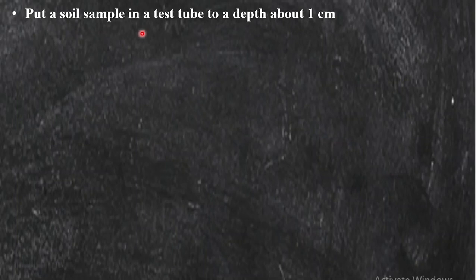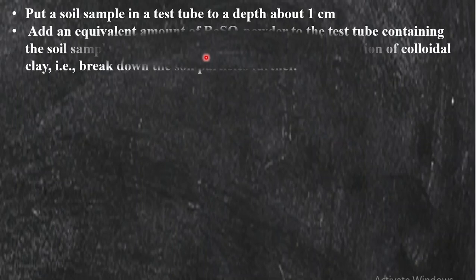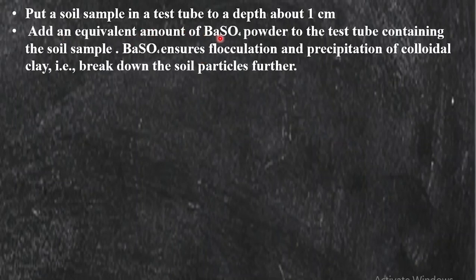So put a soil sample in a test tube to a depth of about 1 centimeter. That's what you do first of all. Alright, then add an equivalent amount of barium sulfate powder to the test tube that contains the soil sample.